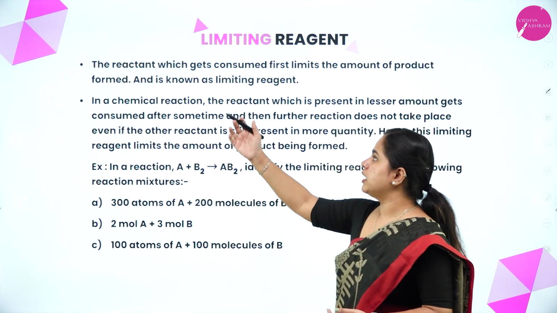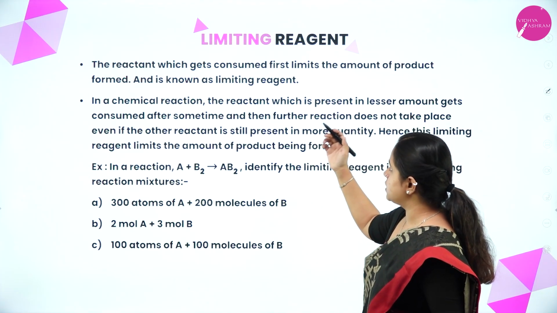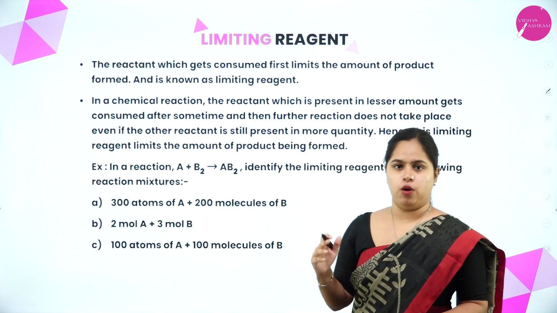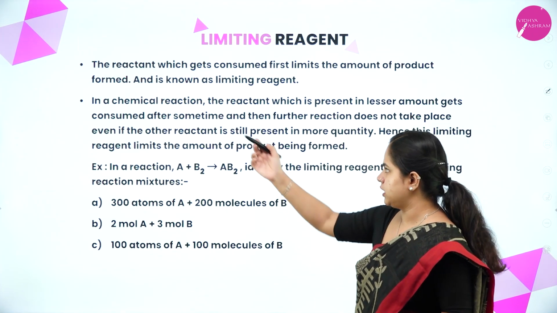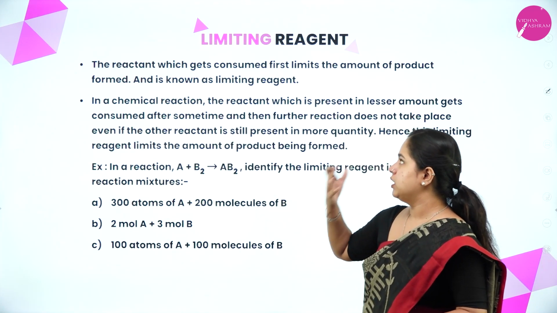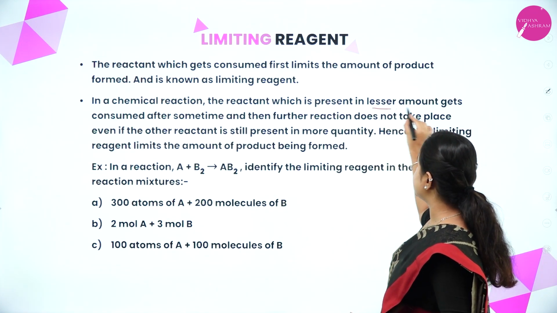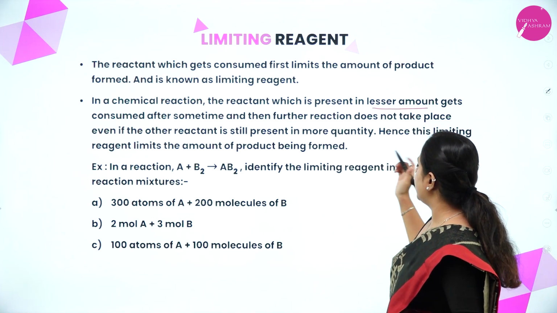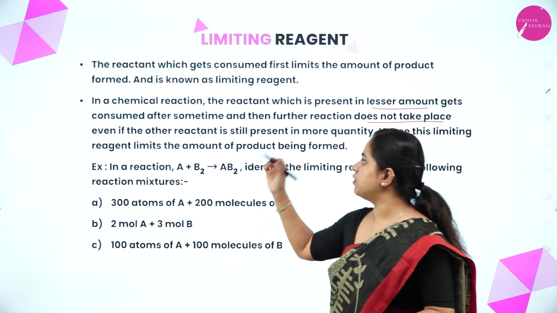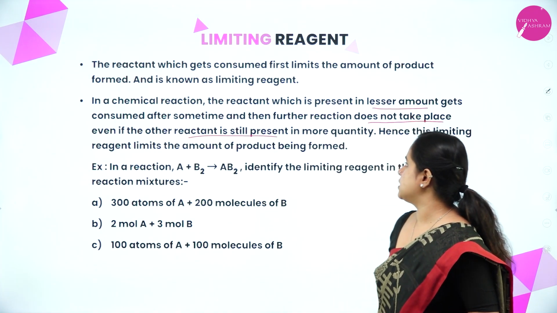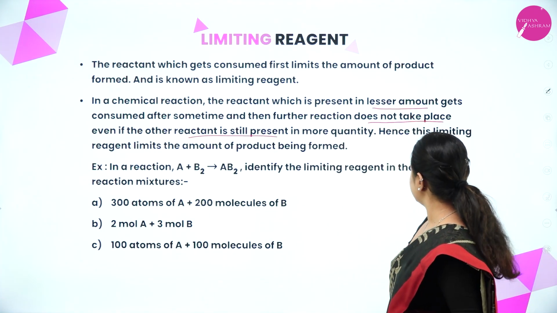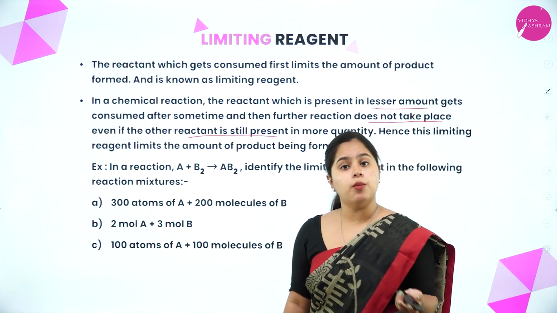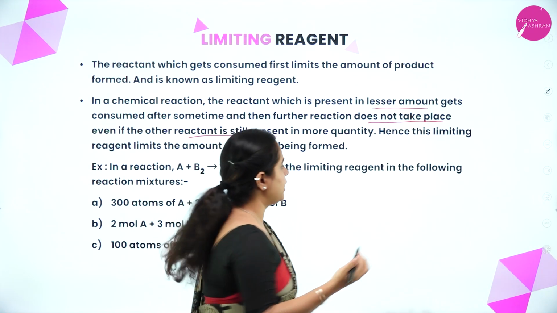So the reactant which gets consumed first limits the amount of product formed and it is known as the limiting reagent. In a chemical reaction, the reactant which is present in lesser amount gets consumed after some time, and then further reaction does not take place even if the other reactant is still present in more quantity. Hence, the limiting reagent limits the amount of product that is formed. So, let's take an example.